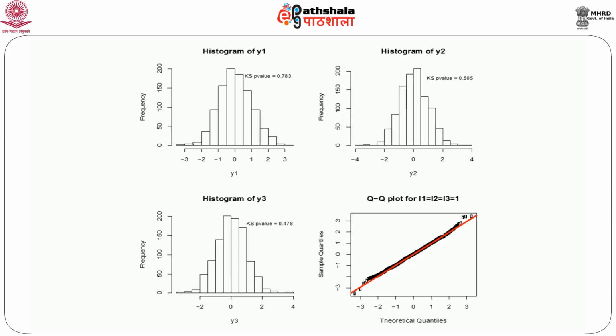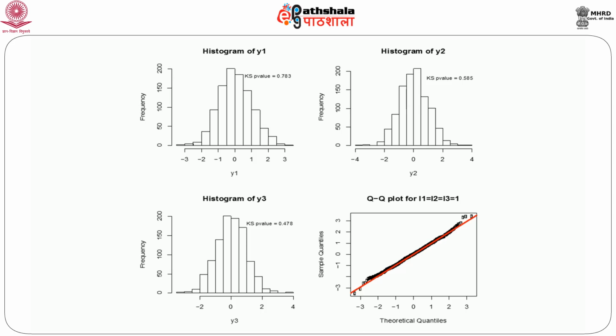Similarly, the top right corner gives us the histogram of y 2, and again the KS p value is 0.585, which ensures that the component y 2 is nothing but a standard normal distribution. This exact same thing can be observed in the case of the histogram with respect to y 3.